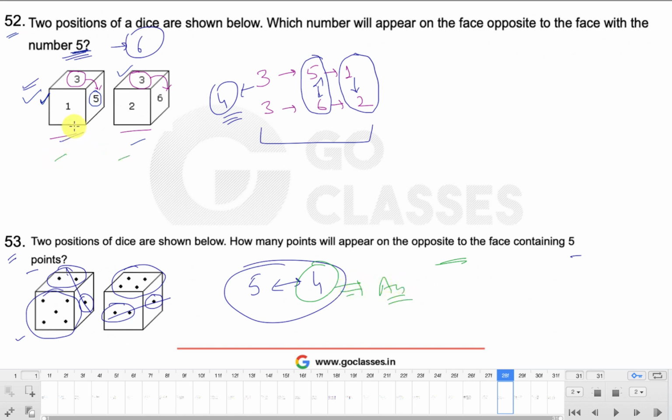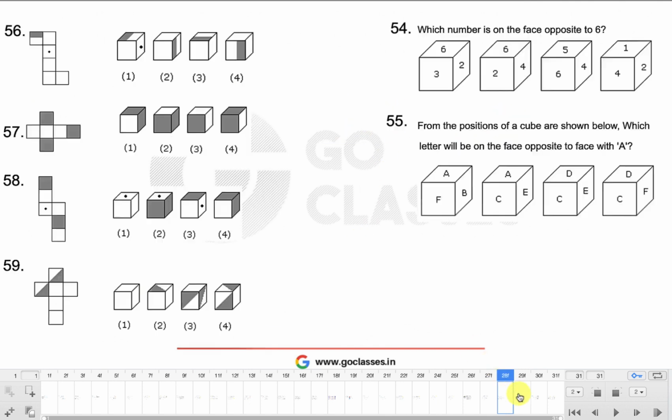In the 2 positions, if only one face is common, then you have to use this rotation approach. If 2 are common, then just cut these 2 and you will get the opposite number. That's it. In the topic dice, these are the only 2 concepts, 1 and 2. Let's solve some more questions.